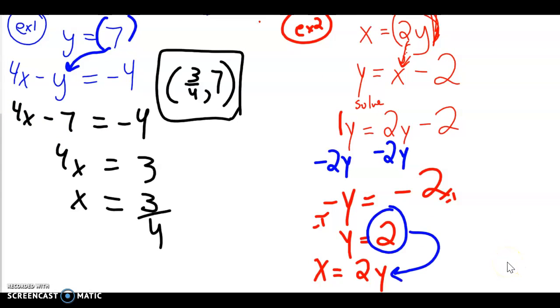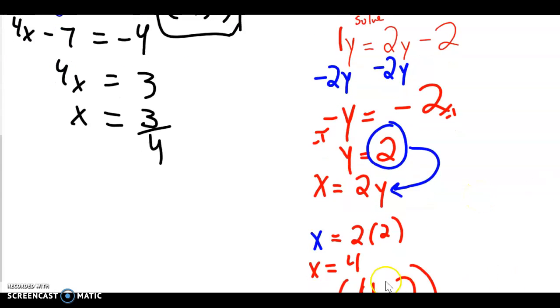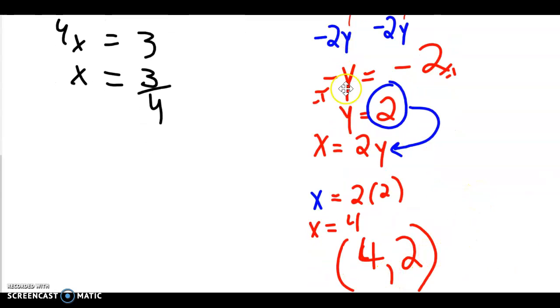Plug it back into either equation. It does not matter which one. I plugged it into the first one, equation 1 and equation 2. I should probably label them, which I will in the next slide. So equation 1, equation 2, you simplify it, and you end up with x equals 4. The answer is 4, 2. x equals 4, because x equals 2y. Because we have y equals 2, we've substituted in. x equals 2 times 2, x equals 4.